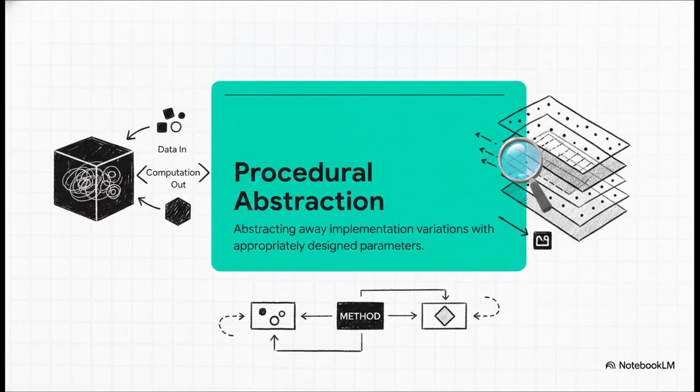Think about a sorting method, for example. As the caller, you frankly don't need to know if it's using quicksort or merge sort behind the scenes, right? You just hand over a messy, unsorted list and trust that black box to hand back a perfectly organized one. You don't need to know the inner workings, you just need to trust the contract.